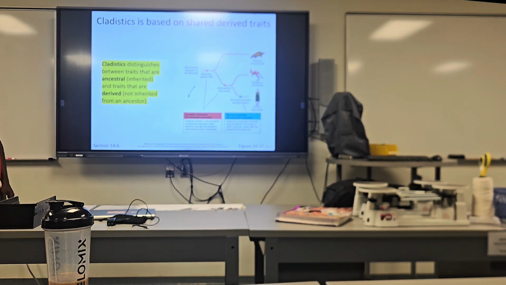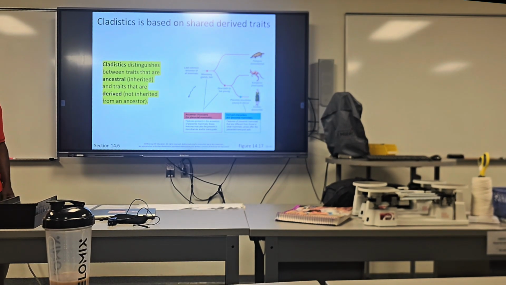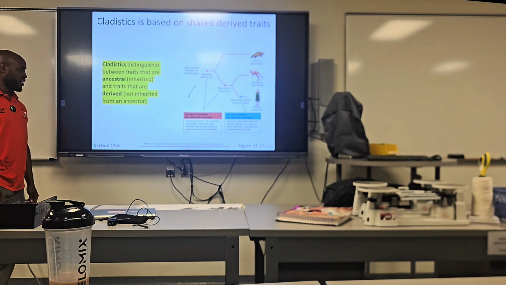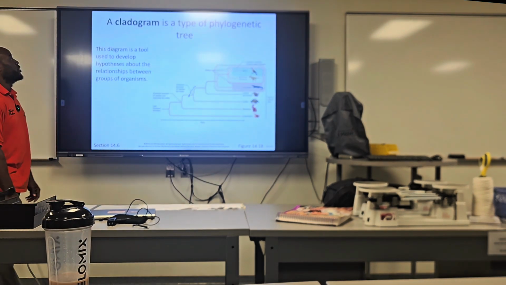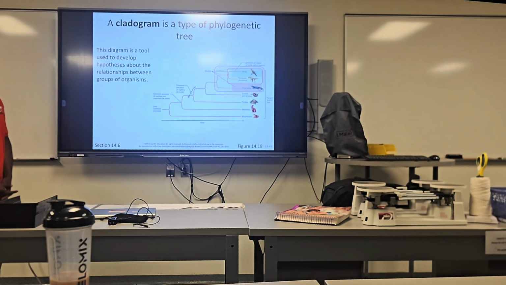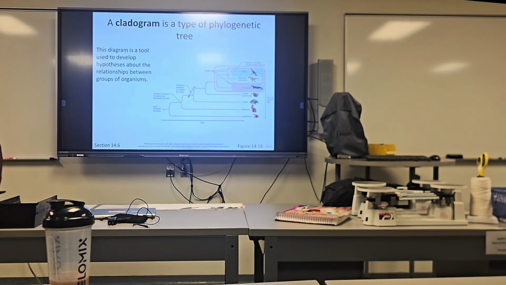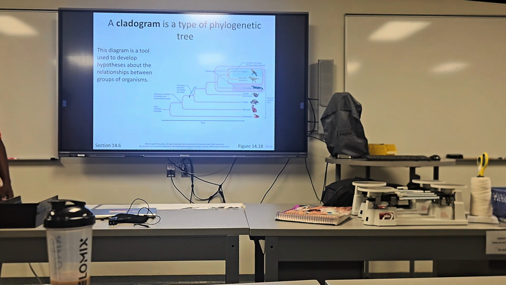Cladistics is based on shared derived traits. So cladistics distinguishes between traits that are ancestral, inherited, and traits that are derived, not inherited from an ancestor. Then we have a cladogram. See that here is a type of phylogenetic tree. And this is a diagram used to develop hypotheses about relationships between groups of organisms, right?